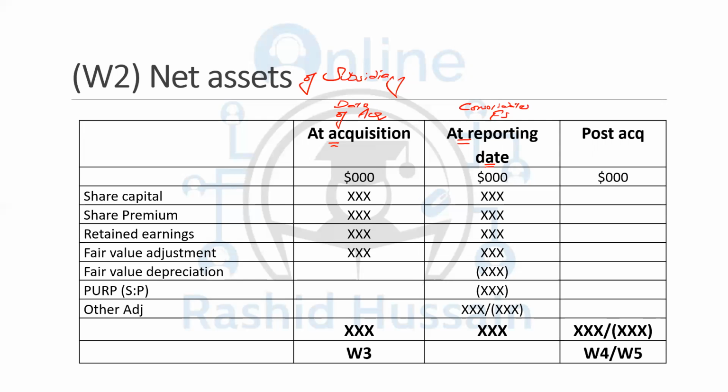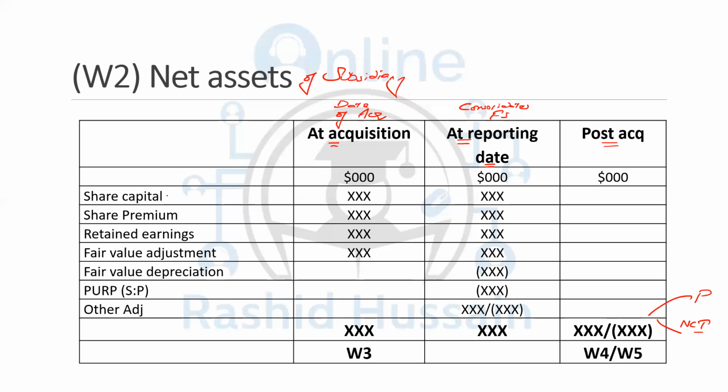You need to take the retained earnings, the share capital, and the share premium at acquisition, and the same at reporting date. The difference between these two will be the post-acquisition earnings of the subsidiary. It can be either the post-acquisition profit or the post-acquisition loss, which is going to be shared between the parent and the non-controlling interest according to their set percentages.